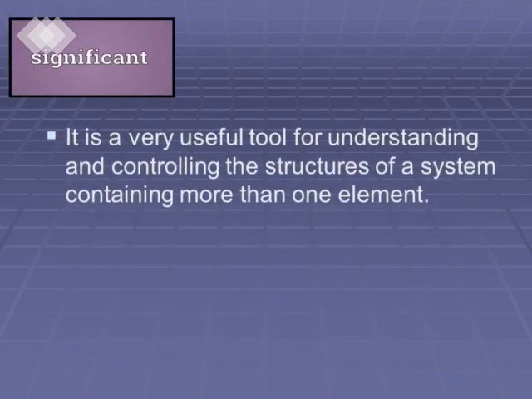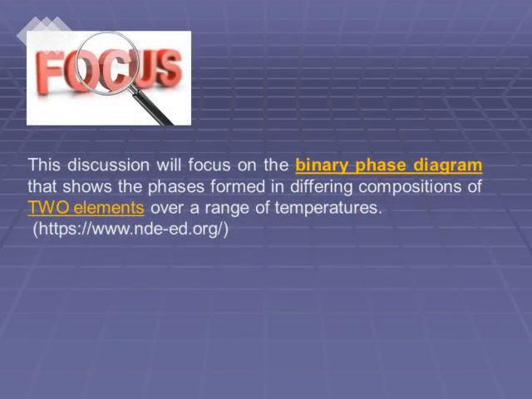It is a useful tool for understanding and controlling the structures of a system containing more than one element. However, in this lecture, we focus on a system containing only two elements. A binary phase diagram is constructed to determine the phases that are formed when the composition of the two elements are varied over a range of temperature.